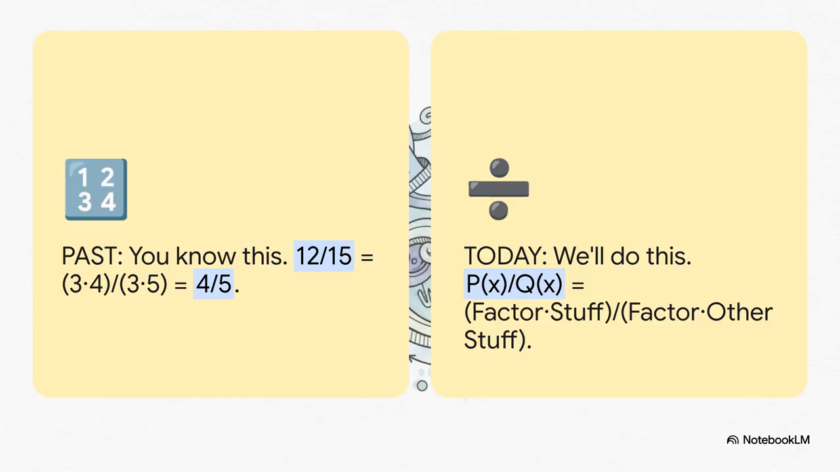You see 12 over 15, you find the common factor, which is 3, right? And you cancel it out to get 4/5. All we're doing today is the exact same thing, but instead of just numbers, we're using polynomials. It's the same game, just with slightly different players.